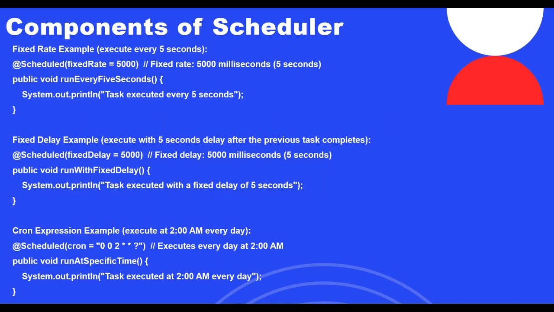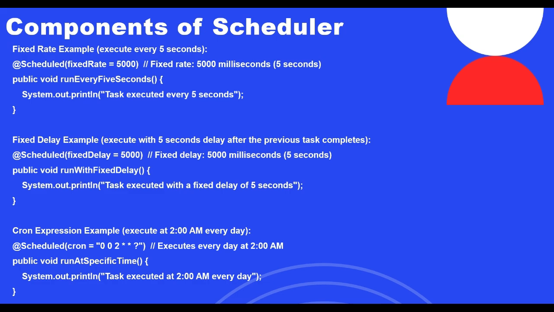So let's look at the example. If you see the very first example, it's a fixed rate. So every 5 seconds, this will be executed. Now, if you see the rate scheduled, and under that there is an attribute called fixed rate. Okay. So that has to be executed. Secondly, if you see fixed delay, this will be executed after a delay once the previous task has been executed. After that, 5 seconds later, this task will be executed.